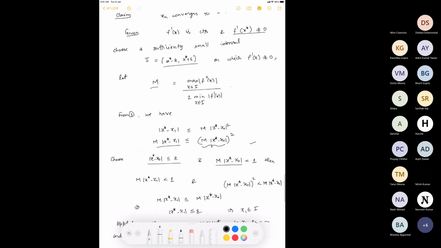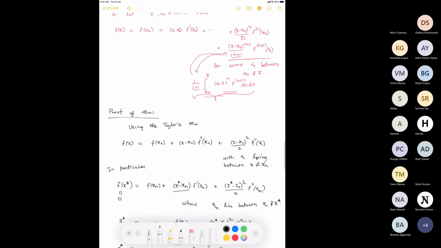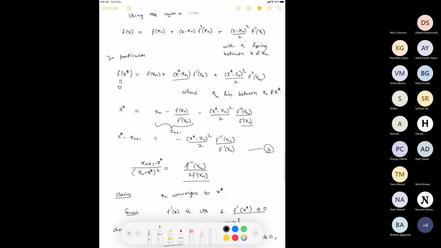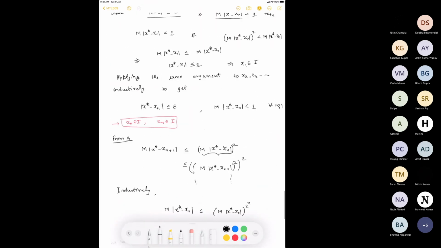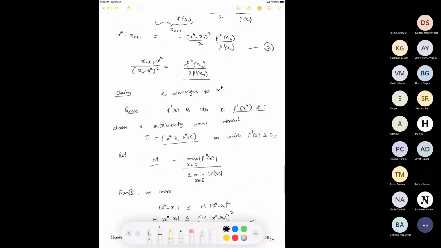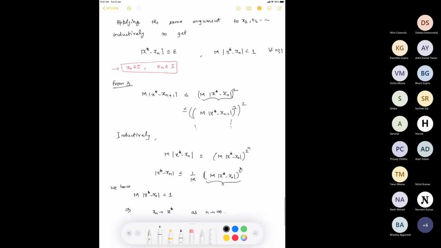Okay, so this is about the convergence. Now let's talk about how we get this relation 2. So this is also evident. So if you try to see this equation, that is from 3.